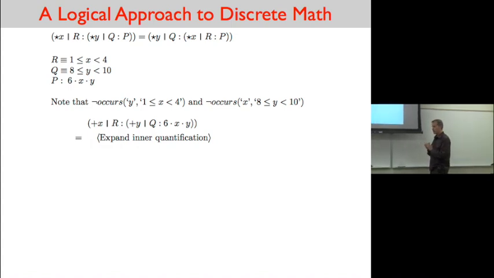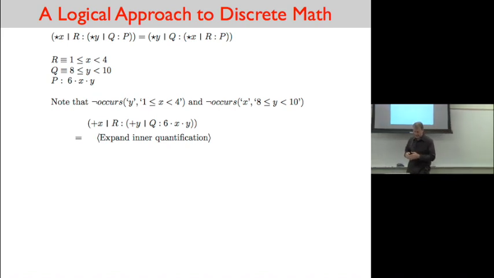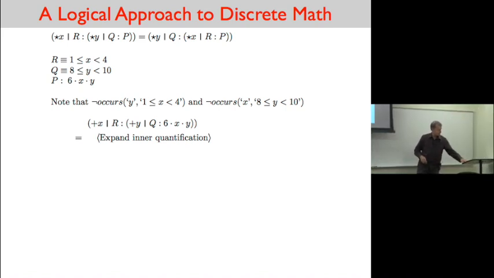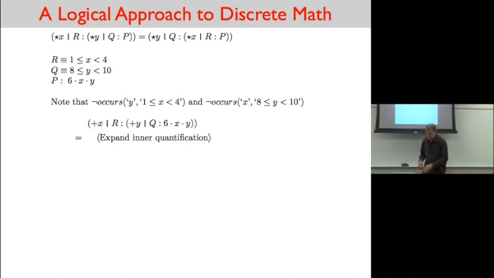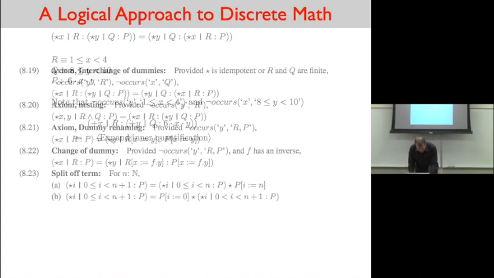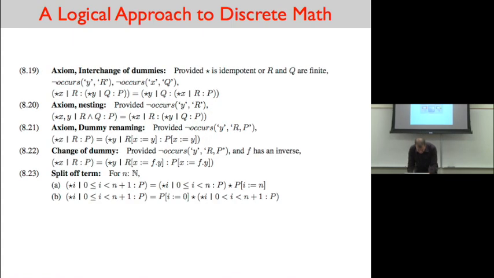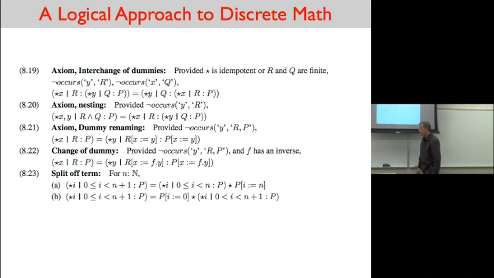doing our examples. We have one more example to do of one of the axioms. The one that we're going to look at is 8.19, interchange of dummies. All right, so let's take a look at 8.19, interchange of dummies. Let's take a look at what it says.